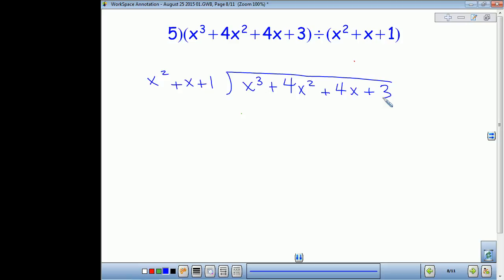I want to talk you through. Okay, so we look at the first term here and this term here. You can either say x cubed divided by x squared, or you could say, what do I multiply x squared by so that I get x cubed? Either way, your answer is x.